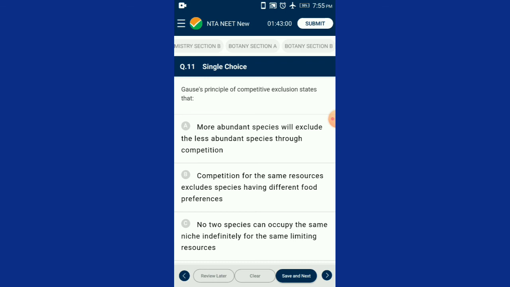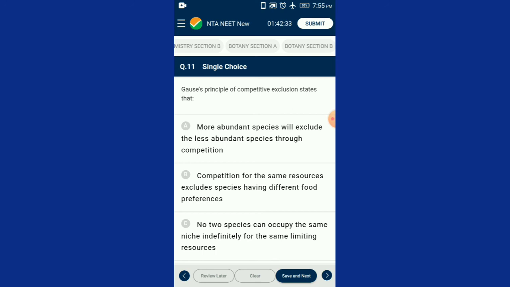Question number 11. Gause's principle of competitive exclusion states that two closely related species competing for the same resources cannot coexist indefinitely, and the competitively inferior one will be eliminated eventually. This may be true if limited resources are present. So the answer is option C.